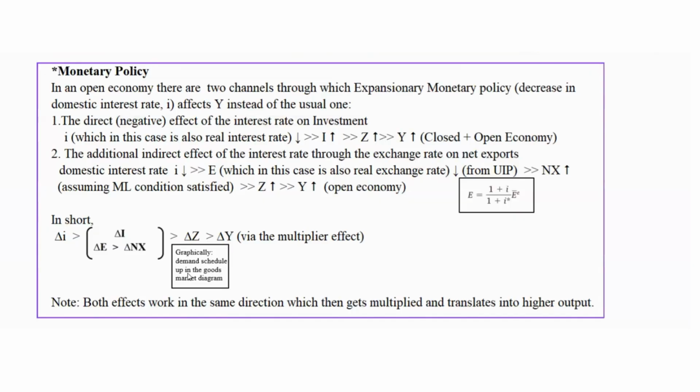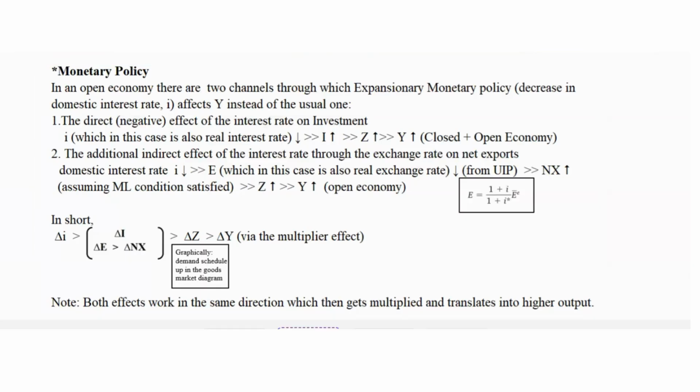So note both effects work in the same direction, right? If the interest rate goes down, investment is going to increase, net exports are also going to increase, and both are going to cause demand and output to increase. If the interest rate goes up, investment and net exports both will go down, which is going to cause demand to go down and hence output to go down. So both of these effects reinforce each other. The second additional effect reinforces the first effect, right? So that is something to keep in mind.